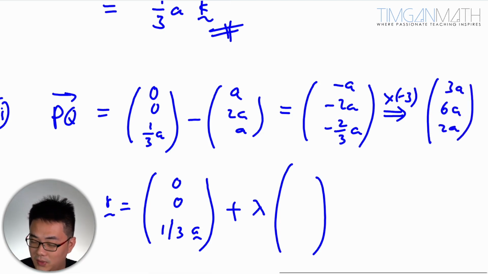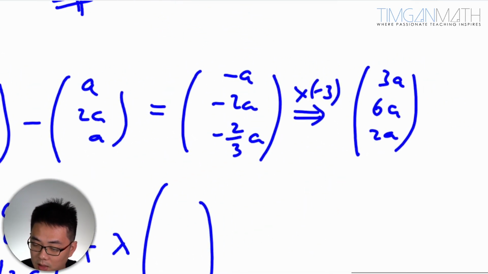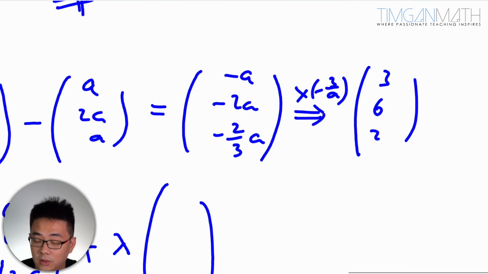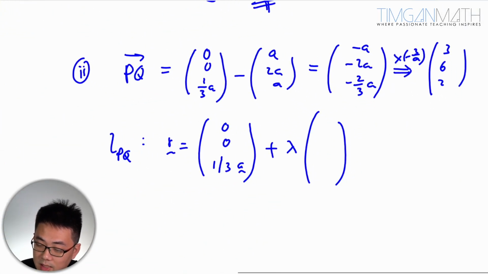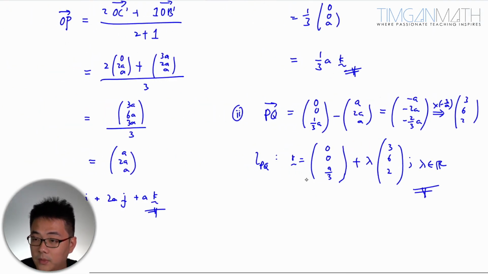Okay, so it's 3, 6, 2A. But A is a constant, so we could just multiply with 3 over A, because the A is just redundant. So the direction will just be 3, 6, 2. Okay, so this case here will be 3, 6, 2, where lambda is a real value. Sorry, this A, I'm very used to it, it's a constant, so it's A over 3. Okay, yeah, it's not a vector here. You can leave it like that.